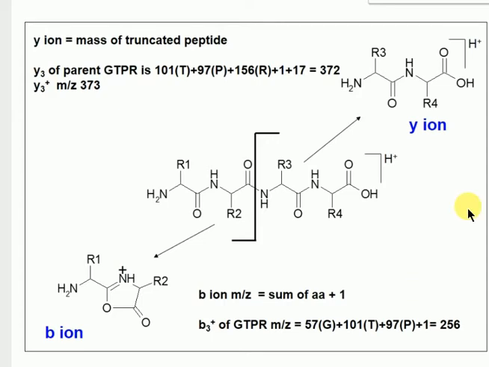Okay, so the B3 ion, again of this tetrapeptide, so B3 would be between the proline and the arginine, would be the mass of the glycine, the mass of the threonine, and the mass of the proline, just plus 1 for the charge.